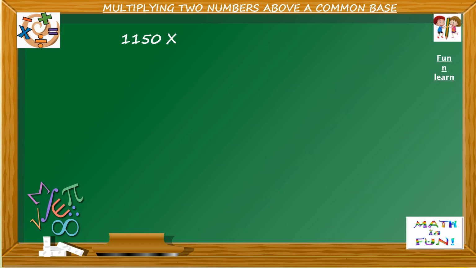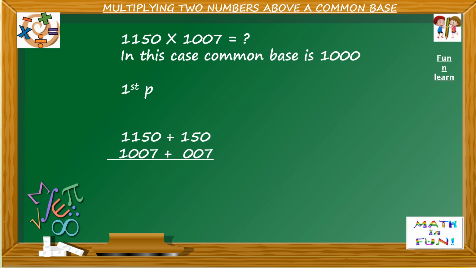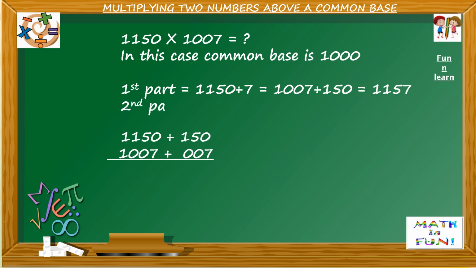Let's try 1150 into 1007. Here the common base is 1000 as 1150 is 150 above 1000 and 1007 is 7 above 1000. So first part of the answer by cross addition will be 1150 plus 7 equal to 1007 plus 150 and both of them are equal to 1157. And second part of the answer is multiplication of the surpluses, which is equal to 7 into 150 is equal to 1050.